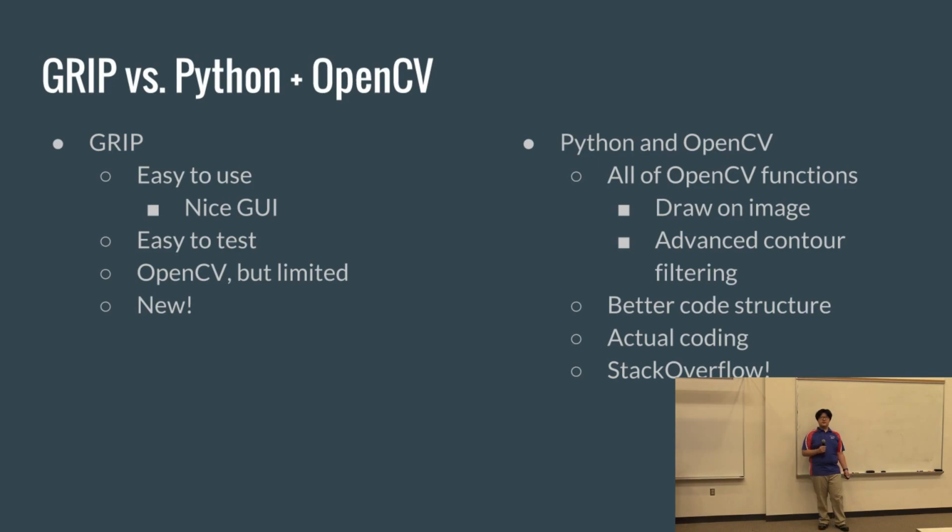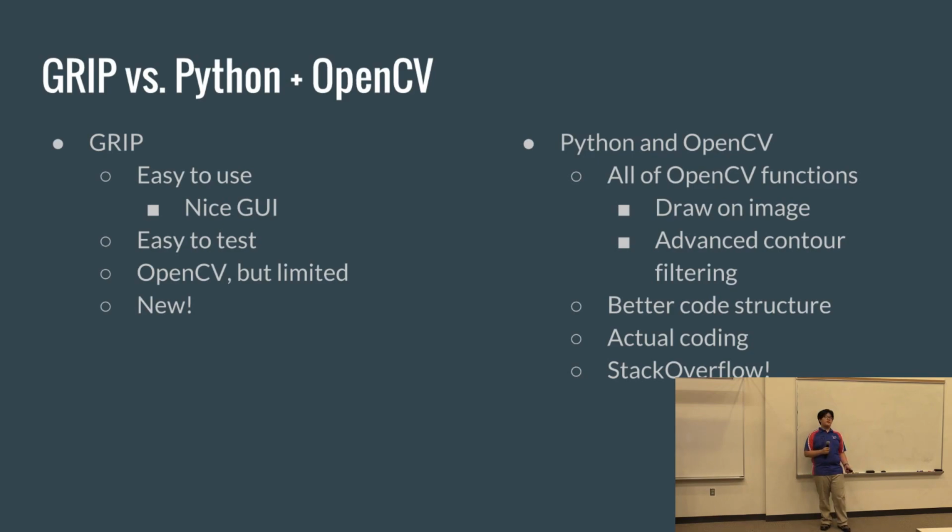Now, some of the benefits to using Python and OpenCV, on the other hand, was you had access to all of the OpenCV functions. You could do some things you can't do on GRIP, such as draw on the image. So let's say you can draw targeting dots, and you can draw rectangles around the target, all sorts of other stuff, like advanced contour filtering. So you can be a bit more specific in how you're filtering all of your objects in an image. You can set a certain max area size, and maybe you can set a certain ratio between the area size and the width of the target.